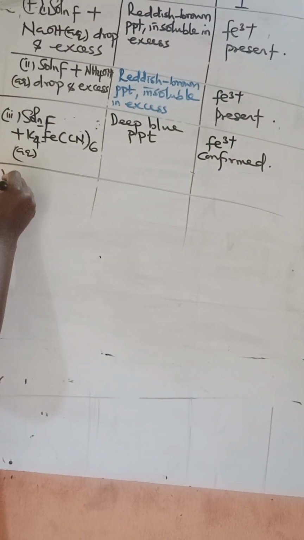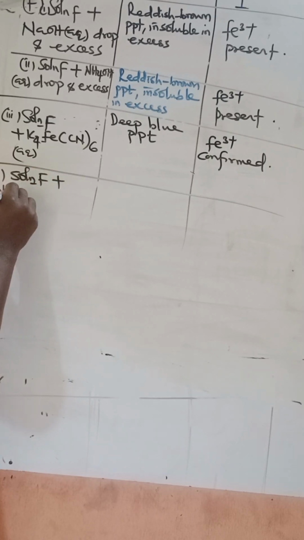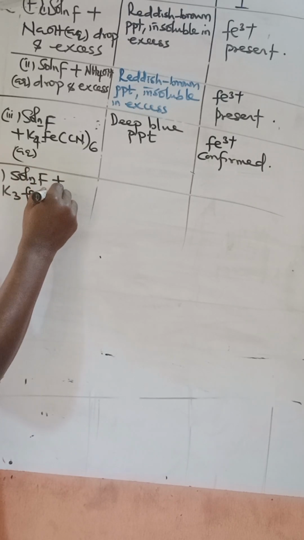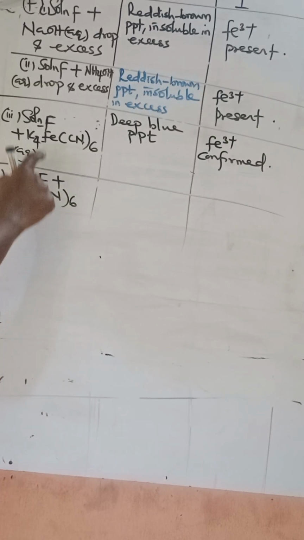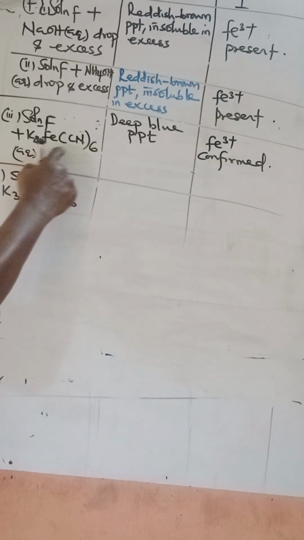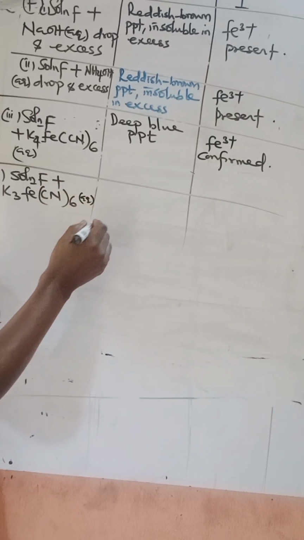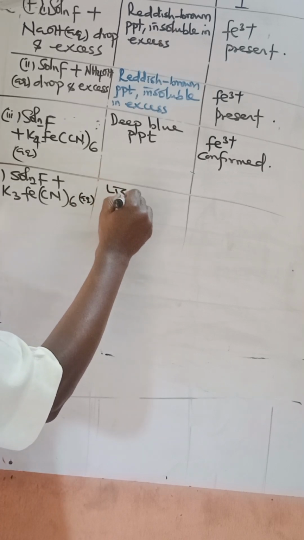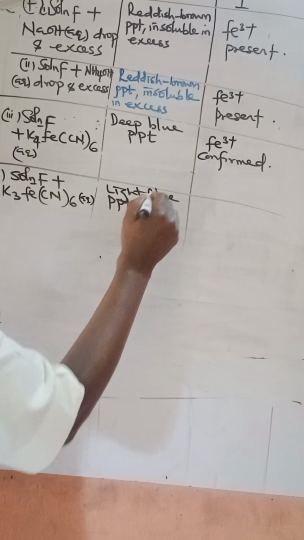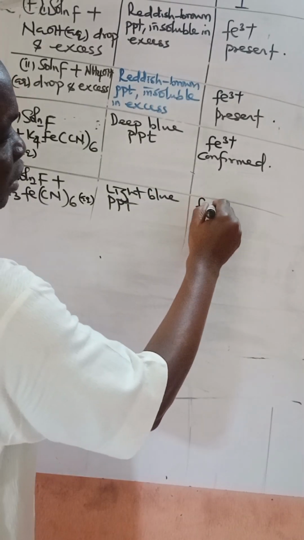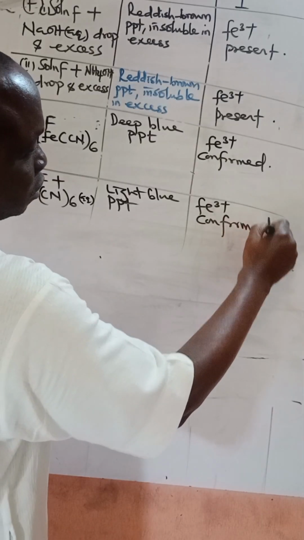But let's say you use hexacyanoferrate 3. Solution F plus K3FeCN6. 6 minus 3, that's hexacyanoferrate 3. This is 6 minus 2, hexacyanoferrate 2. This one will give you a light blue precipitate, light blue. So we have iron 3 confirmed.